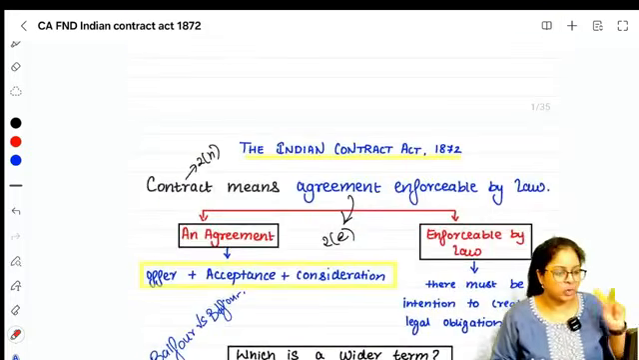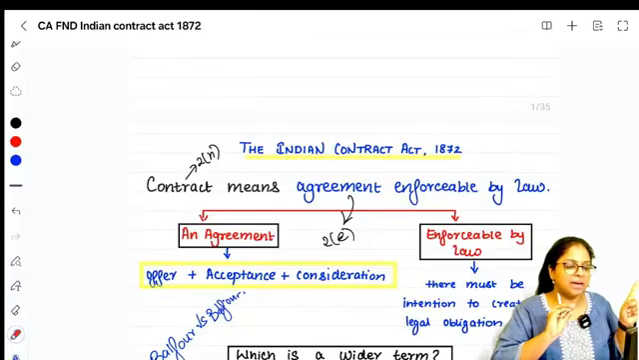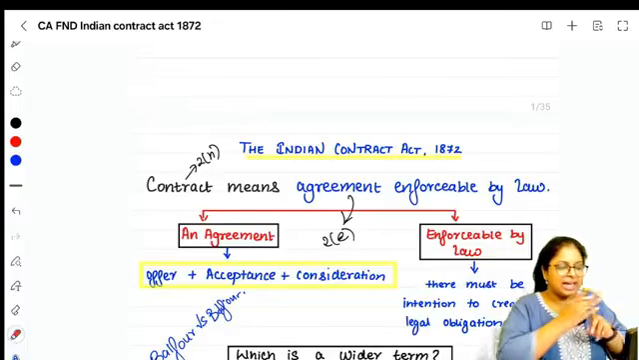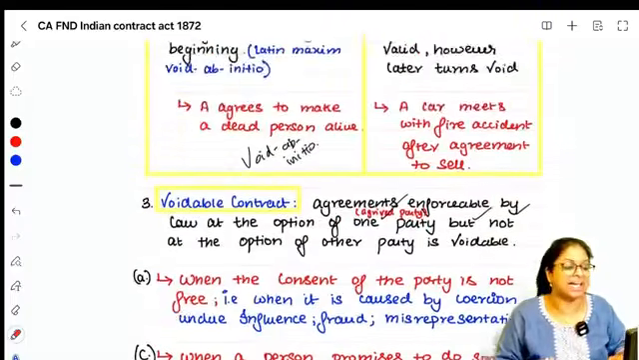Right? And the last two are illegal agreements, which means the agreements are banned. Let's say you're not supposed to do it, like dealing in cocaine and all. Selling drugs, yes. Illegal, and unenforceable. Unenforceable means there's some technical defect.